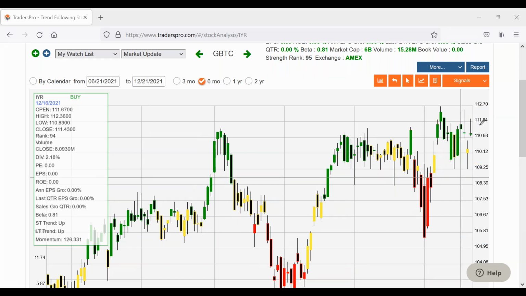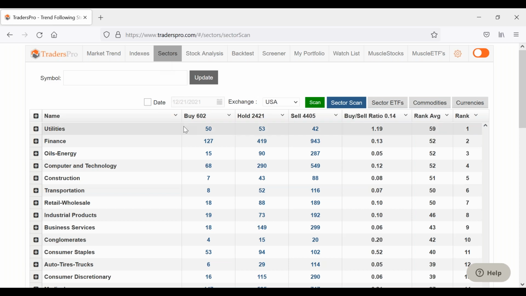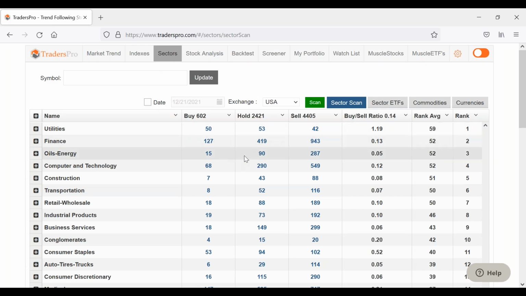So this one's looking pretty good. It does look like it's moving to a buy signal today, but it's off the highs of the day. That would concern me a little bit. The buyers aren't able to hold that gain.